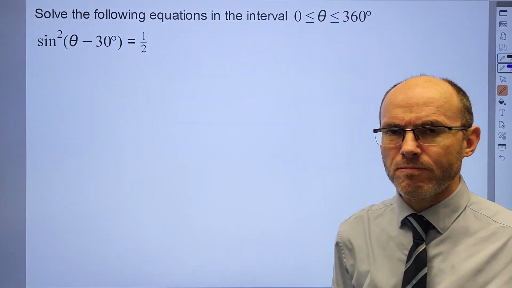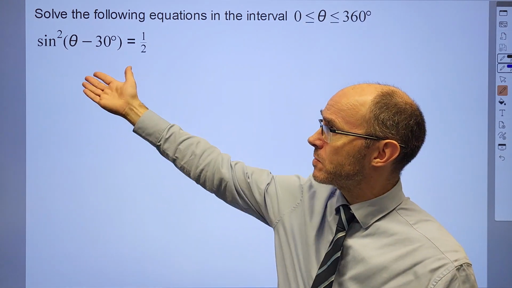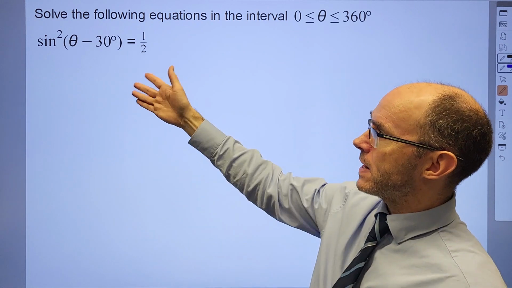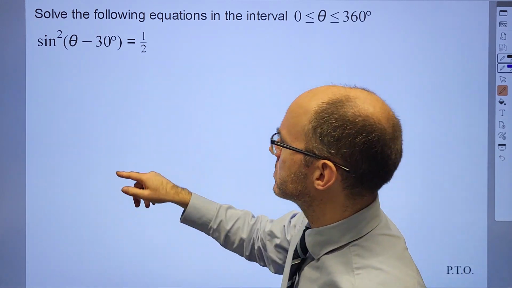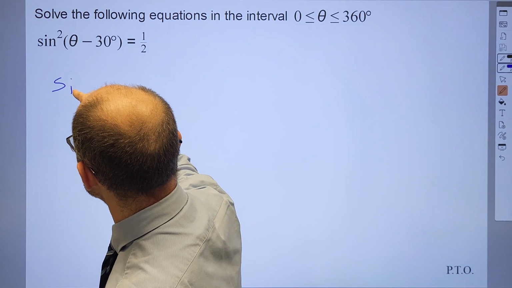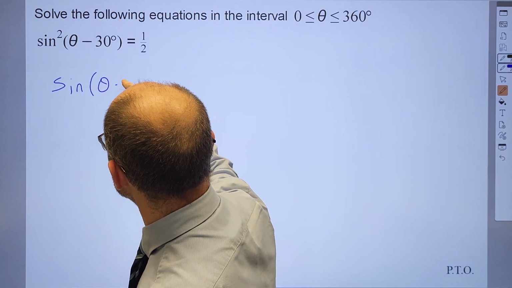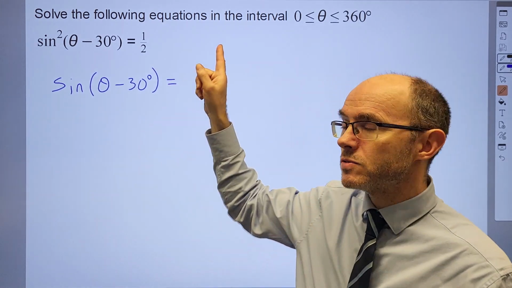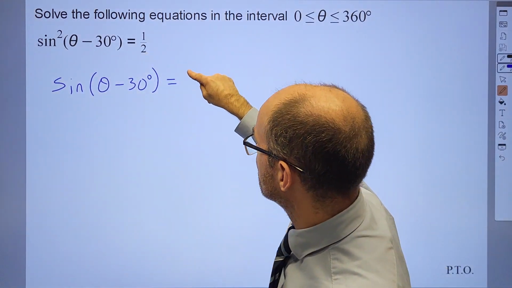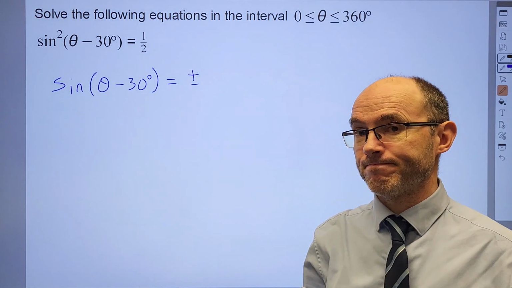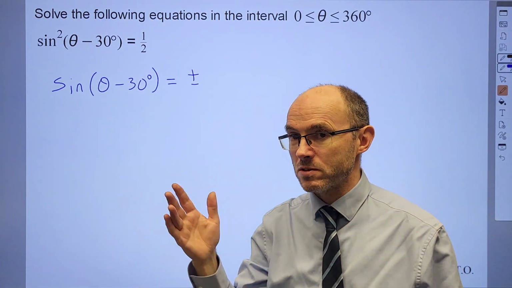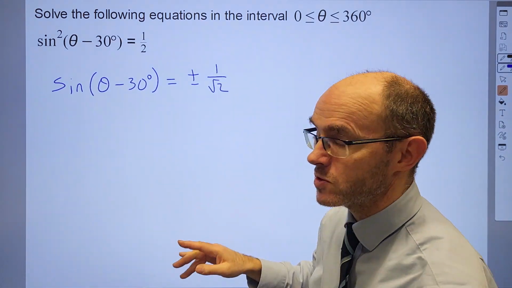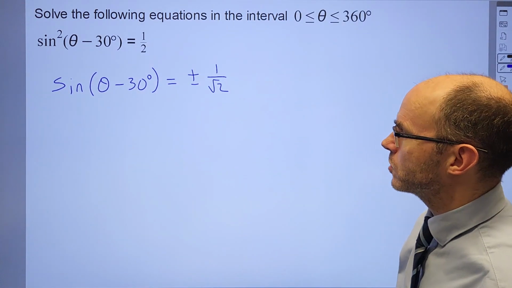Second, still a quadratic because it's got something squared. But I'll take you through this one as well. Okay, so you don't need to factorise it. You just need to square root both sides. So when you square root both sides, you have sine theta minus 30 degrees. Square root this. Do not forget the plus minus. Remember, when you square root on both sides, you're plus minus. If you forget the plus minus, you're going to lose a chunk of marks because you've got two sets of solutions you've got to find.